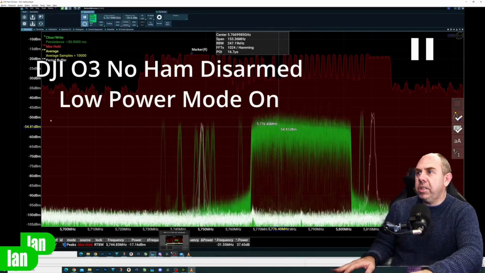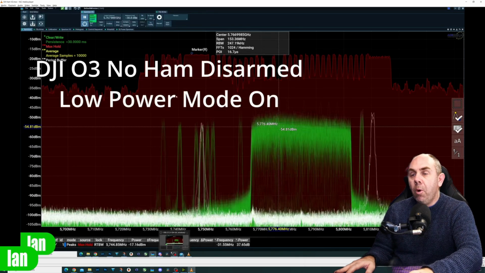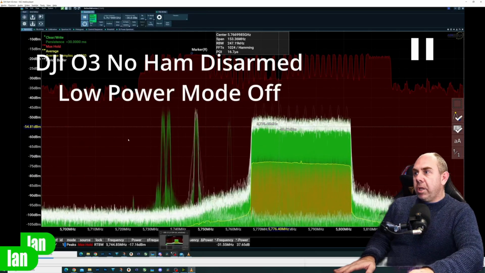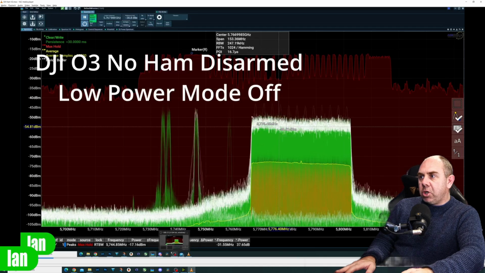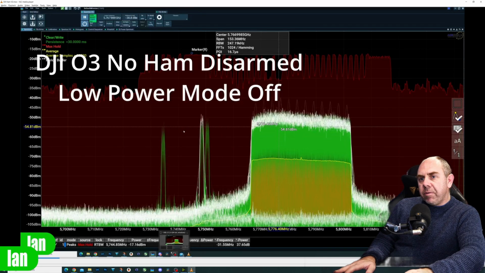Okay, so this is the O3, no ham file, no ham, so it would be stock for me, CE, low power mode on. Okay, if we then watch the carrier, all I have done now is turned off low power mode. Note, I'll just go back. None of these carriers have increased in height. All that has happened is more data has moved through the link.